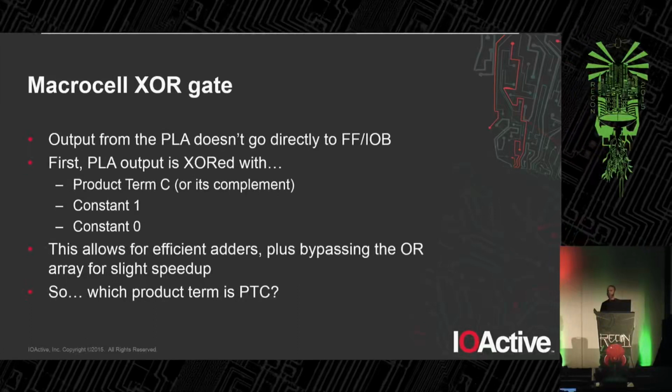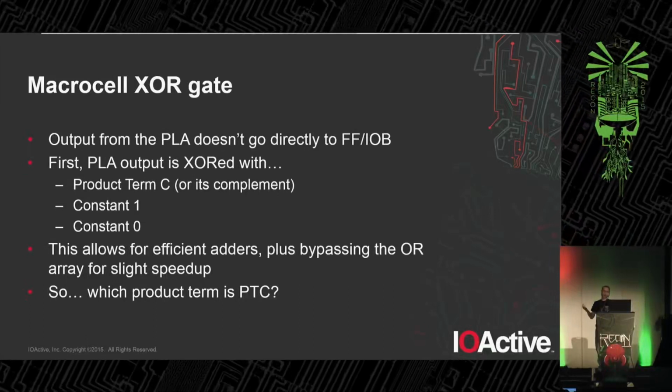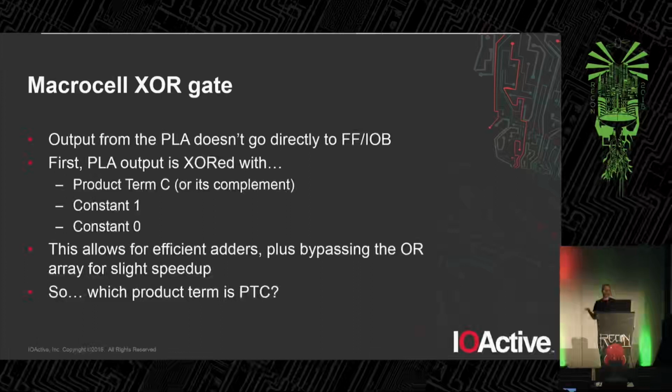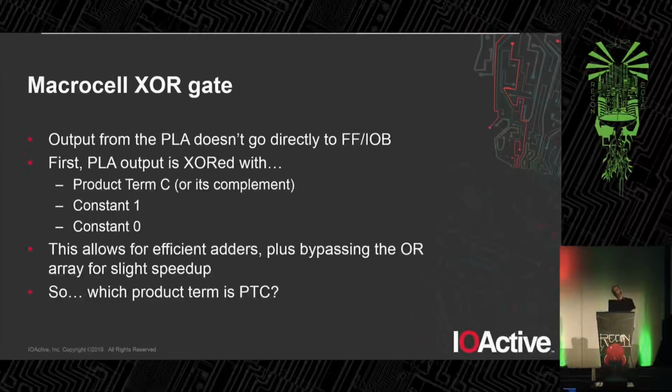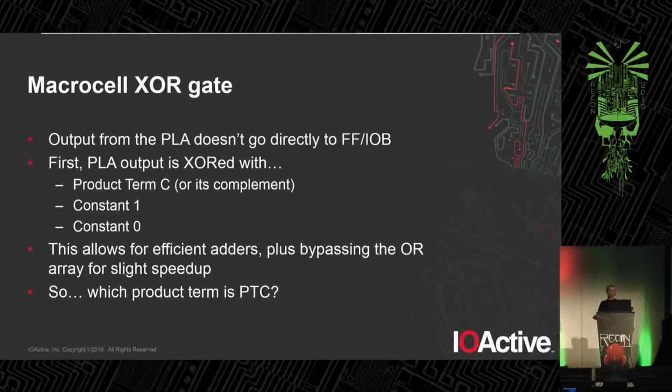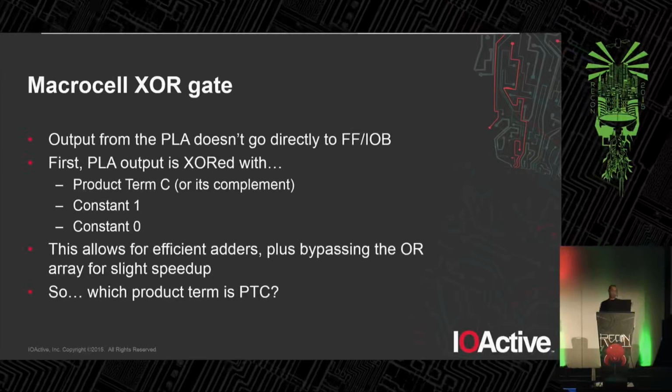You don't have to do not X or Y, or not X and Y, or not Y and X. So you can just use the XOR gate. So the question is, okay, we've got 56 product terms. Which one is PTC? No idea.